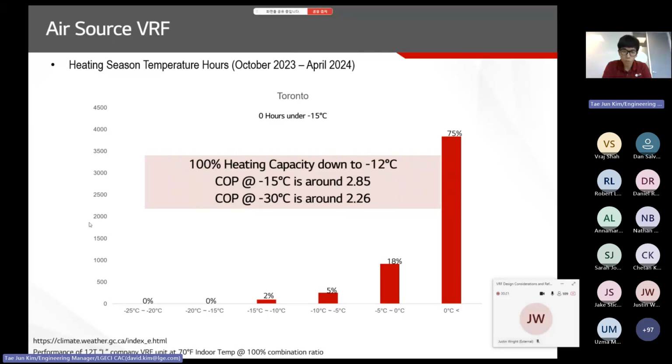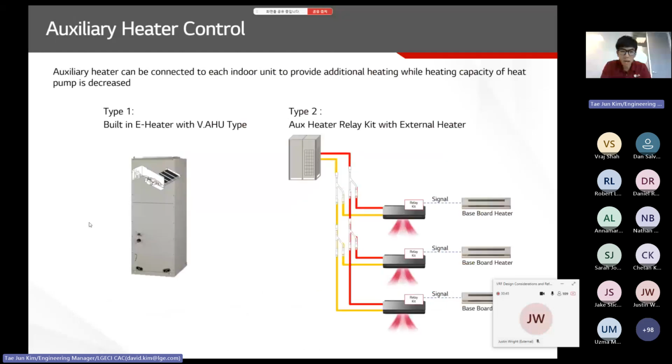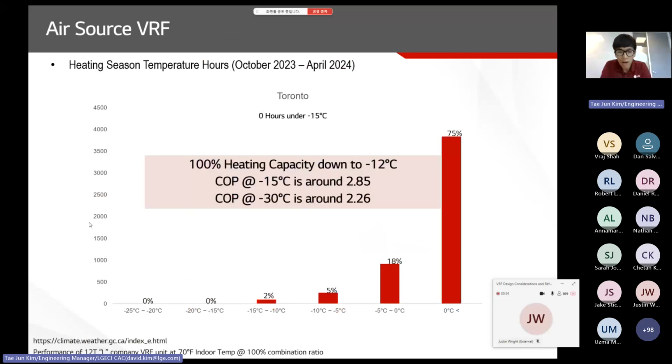The reason why I'm emphasizing that minus 15 C is that most of the VRF equipment can provide 100% heating capacity down to minus 15 C or down to minus 12 C, which means that we can operate the VRF as a primary heating source without any auxiliary heater built into the system. So basically, without having these options to have external heaters or the electrical heater built into the unit, we can use the VRF as a primary heater without seeing any heating capacity derating.